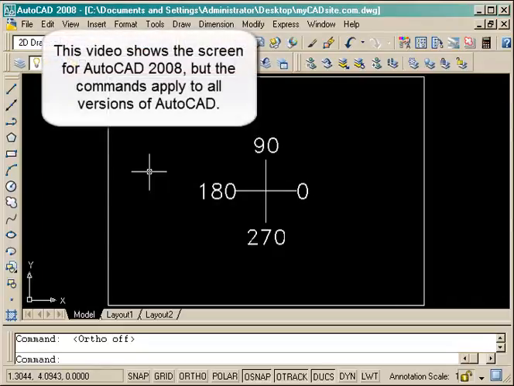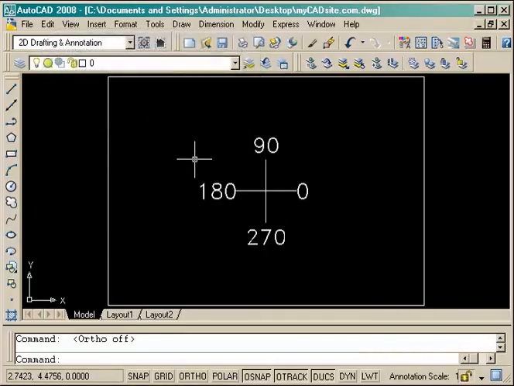I'm here to show you a couple things with assignment number 3, and this one deals with absolute coordinates, relative coordinates, and polar coordinates. And just a quick review of how AutoCAD measures angles. 0 degrees is always out to your right or to the east, and then we measure counterclockwise with an increasing number going from 0 to 90 to 180 and to 270 degrees.